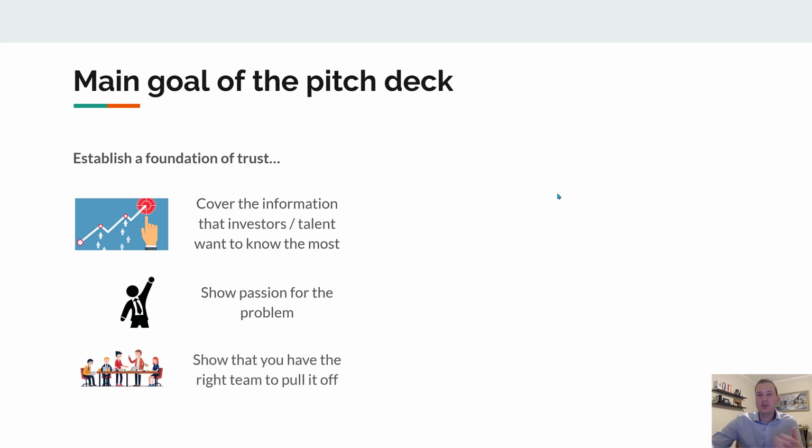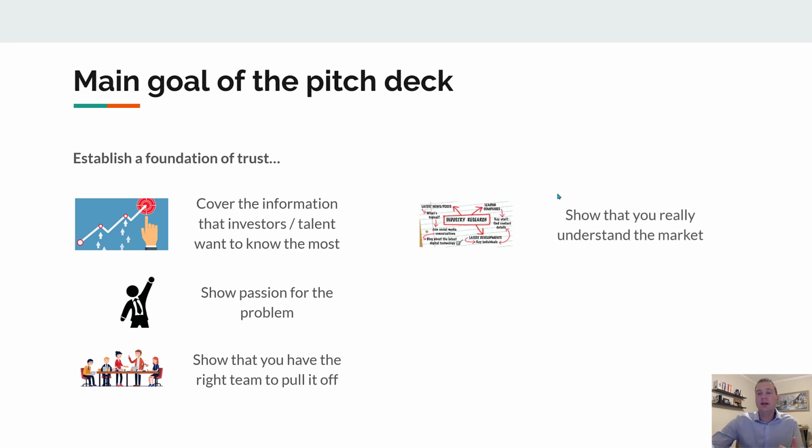The next is you have to show that you have the right team to pull it off. Do you have someone with experience in sales? Do you have a good set of advisors? The better your team is, the better your chances of success. There's a saying out there: we back the jockey, not the horse, meaning that if you have a great team, you can pivot your idea three or four times and still be very successful. If you have the best idea in the world, but you don't have a great team, it's probably not going to work out.